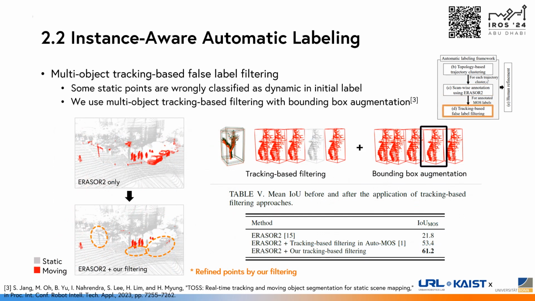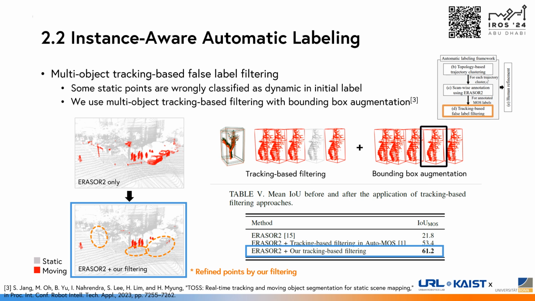Static map building methods, including Erasor2, tend to aggressively detect moving objects. Therefore, some static points in the initial label are wrongly classified as dynamic points. To solve this problem, we use multi-object tracking-based filtering. Moreover, we propose a bounding box augmentation to reduce the number of false negatives, which are originally moving but classified as static. Therefore, even with just our automatic labeling, we can get sufficient high-quality labels.